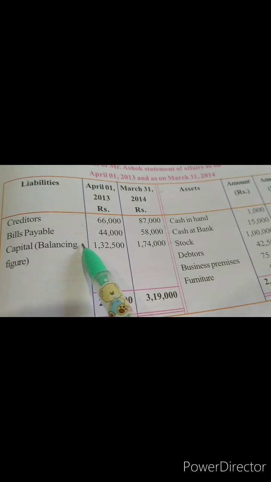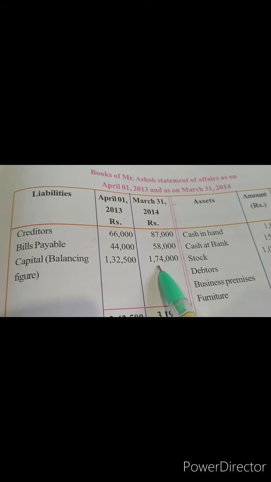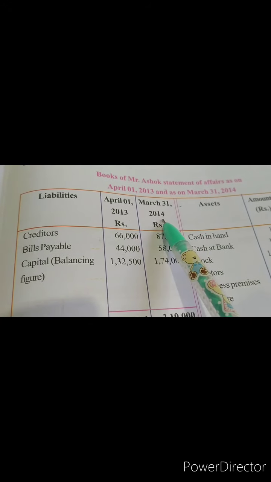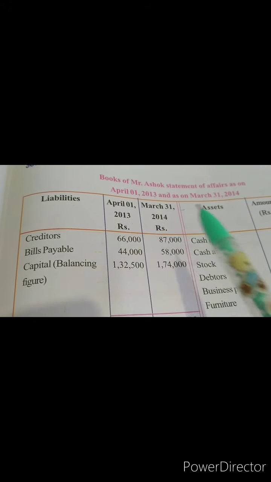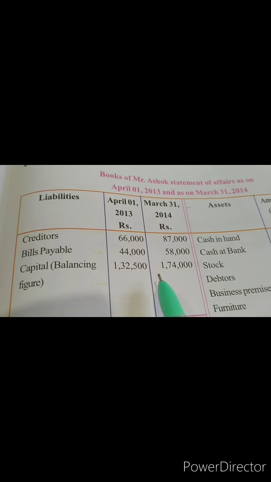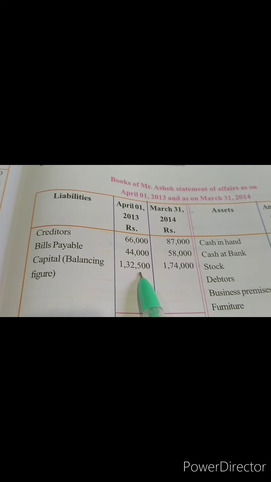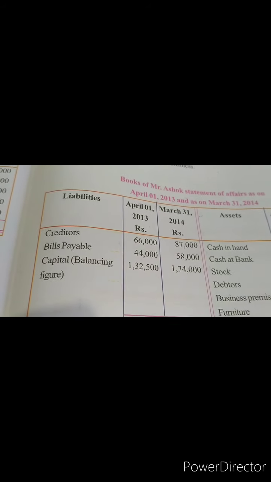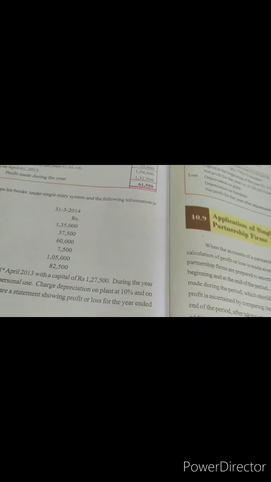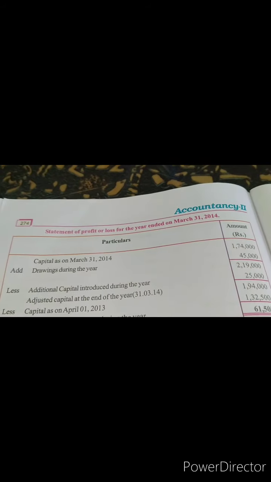Totals will match on both sides, and this is going to be the capital at the beginning of the financial year, and this amount, 1,74,000, is going to be the capital at the end. So what we are going to do as a part of the statement of profit and loss account, you'll take the closing balance, add the drawings, deduct the additional capital, and you'll get the adjusted capital. From that adjusted capital you'll deduct the opening capital balance, and then you'll come to know whether the company made a profit or a loss. So have a look.